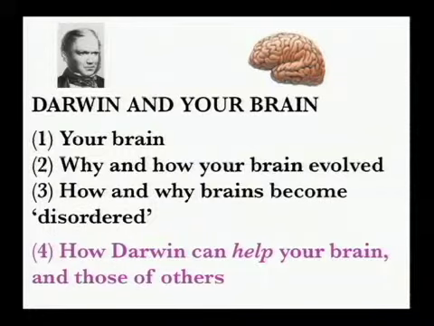So today I've talked a little bit about your brain, talked about why and how your brain has evolved. We've talked about how and why brains can become disordered via alterations to these social brain genes. We've looked at these large-scale sorts of genetic changes causing different disorders. Now we need to talk about how Darwin can help your brain and the brains of others and society.